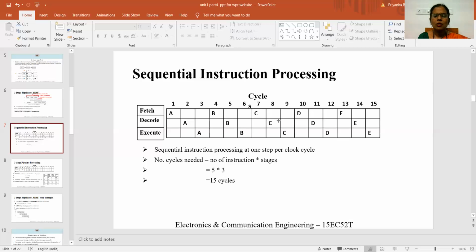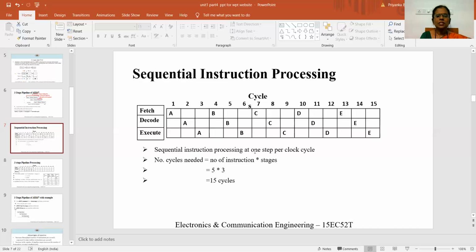In the 8th cycle, C is decoded, and in the 9th cycle, C is executed. In the same way, the next instruction D is fetched in the 10th, decoded in the 11th cycle, and executed in the 12th cycle. And the fifth instruction E is fetched in the 13th cycle, decoded in the 14th cycle, and executed in the 15th cycle. So every instruction requires 3 cycles for execution in sequential instruction processing.